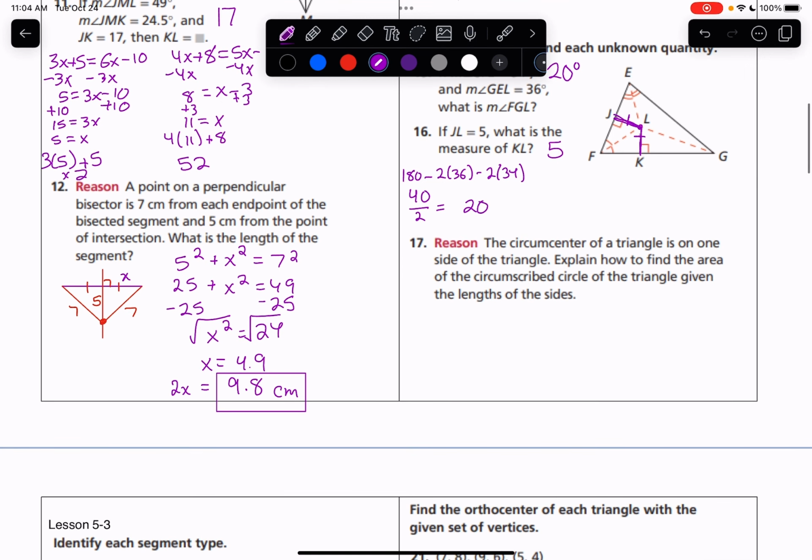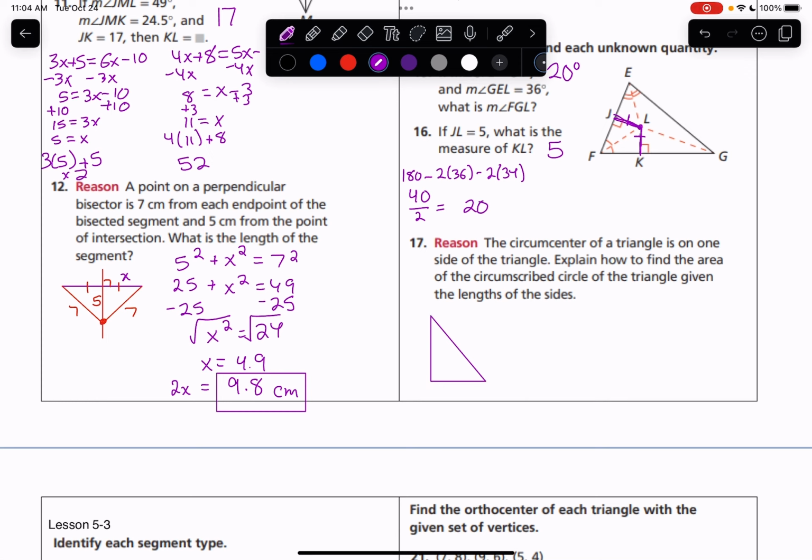Number 17, the circumcenter of a triangle is on one side of the triangle. Explain how to find the area of the circumscribed circle of the triangle given the length of the sides. Ooh, interesting. So if the circumcenter of a triangle is on one side of the triangle, that must be the intersection of the perpendicular bisectors. So let's see if this makes some sense here.